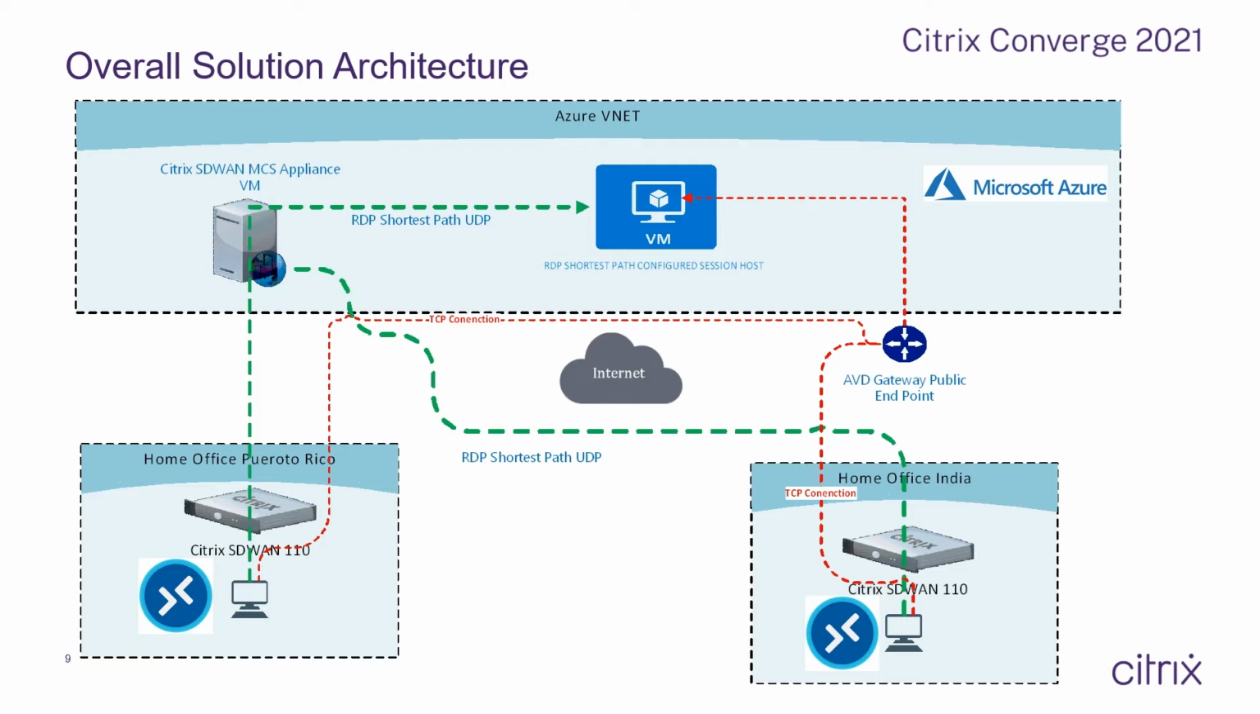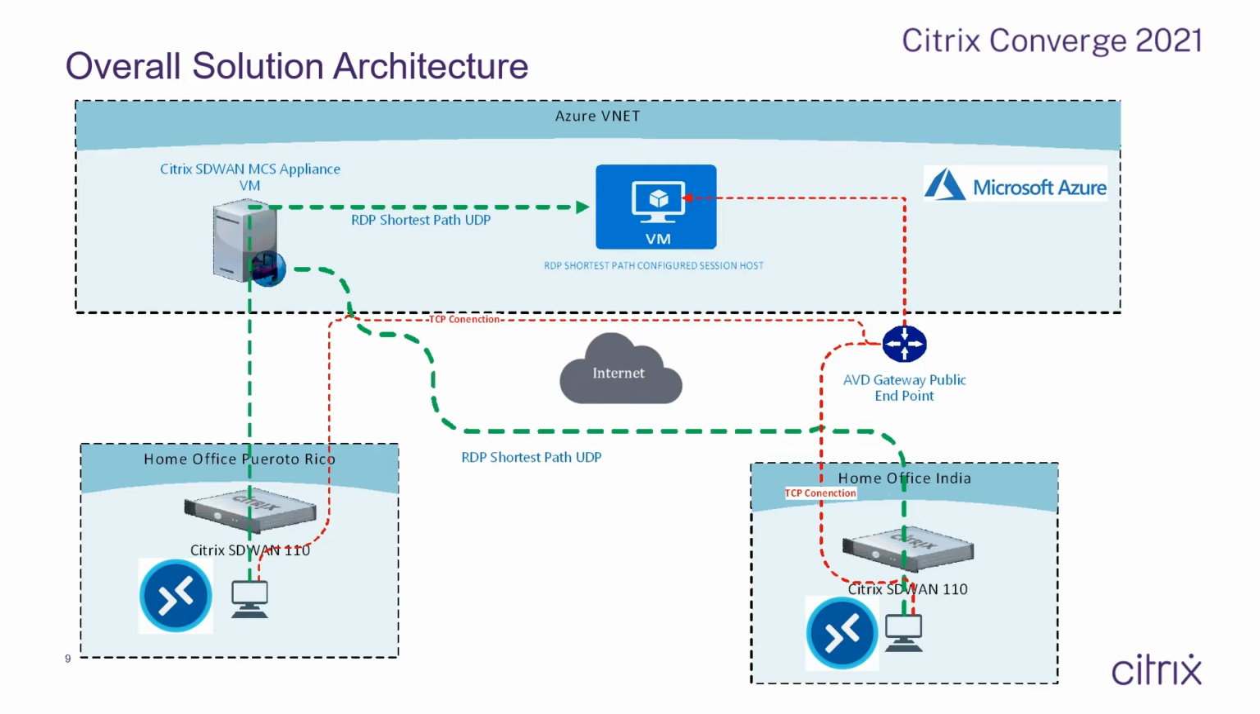In the architecture diagram, you can see that in the upside box, which is a pictorial representation of Azure, we have deployed the SD-WAN MC VM and the AVD session host. The Azure VNet is extended to the home office users, and one of them is located in Puerto Rico, and the other user is located in Noida in India. Both the users are using the SD-WAN 110 devices for the connectivity.